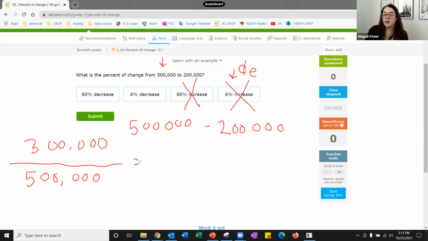Third step, divide. 300,000 divided by 500,000 is 0.6. My final step is converting this decimal to a percentage. Now, again, very important, when we're moving this decimal space, we have to move it 2 times. 1, 2, plot our point, and any empty spot, we're going to fill in with a 0. That's very important. So 0.6 equals 60%.